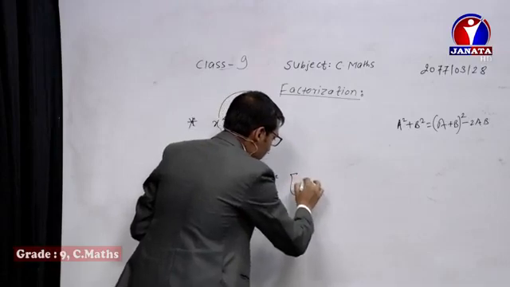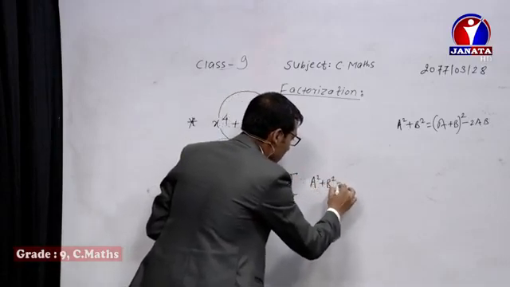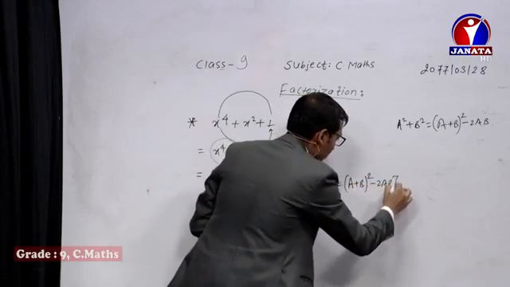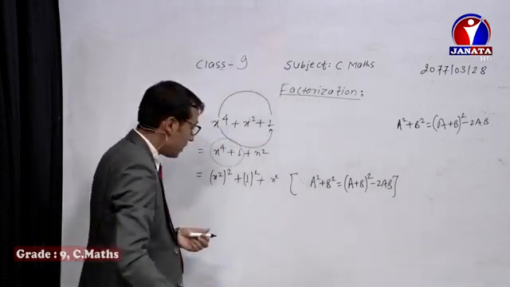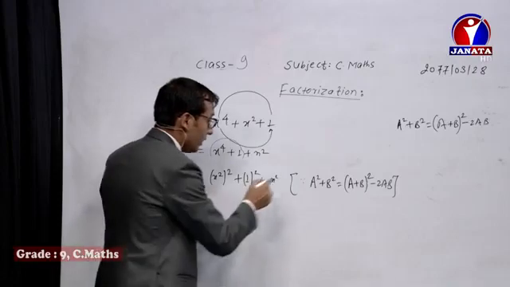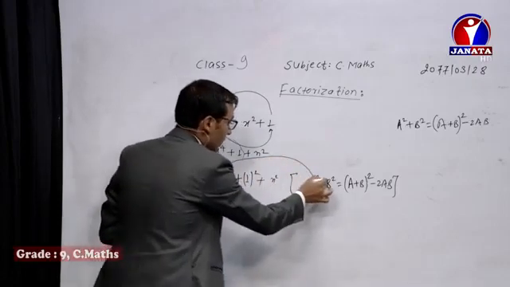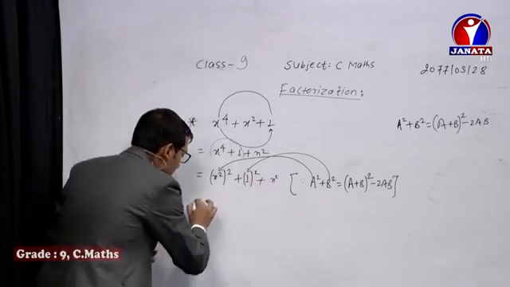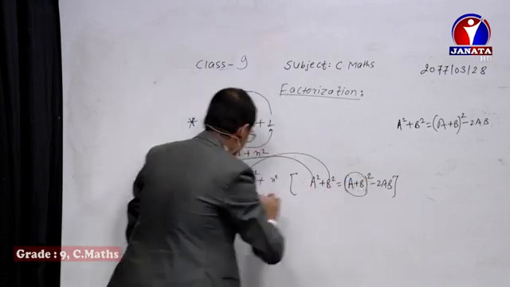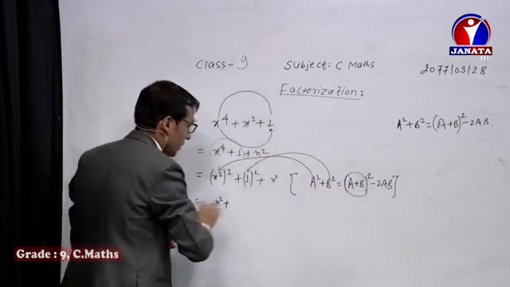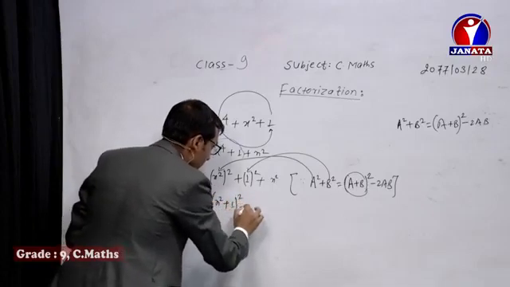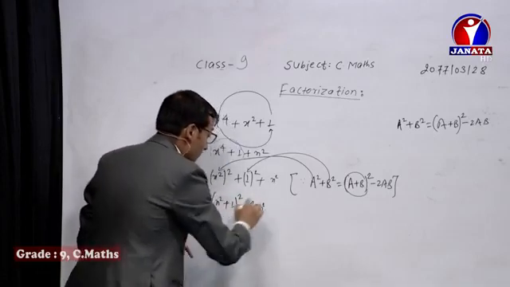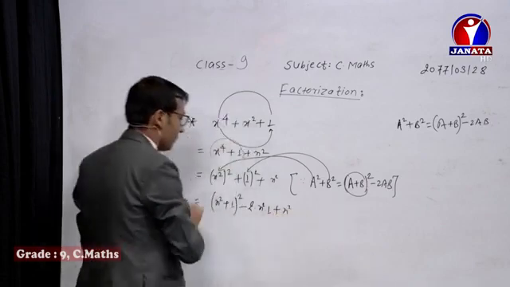We have the formula: a square plus b square is a plus b whole square minus twice of ab. Here a is x square and b is 1. Let's convert into this form: a plus b whole square, so x square plus 1, whole square, minus twice of ab. A is x square, b is 1, plus the last term as it is.